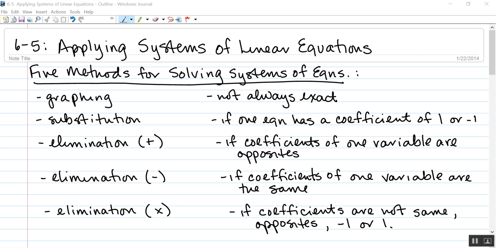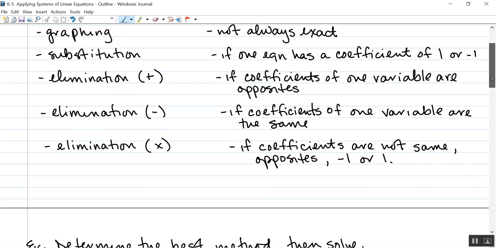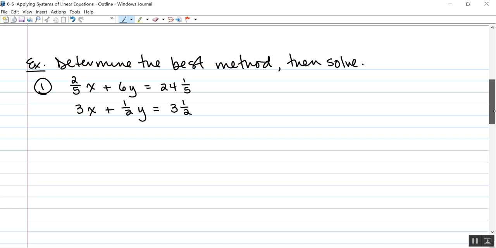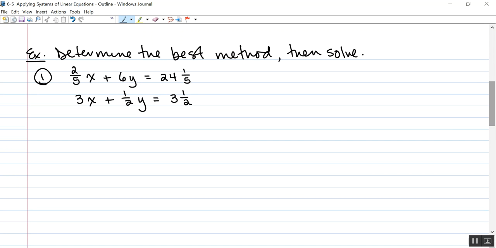And then the last one we looked at was elimination using multiplication. That's what you're going to use if the coefficients are not the same, opposites, -1 or 1. And that's multiplying one or both equations by some number. So what we're going to do is take a look at a couple systems of equations, and you get to choose the method you want to use. So this says determine the best method and then solve.